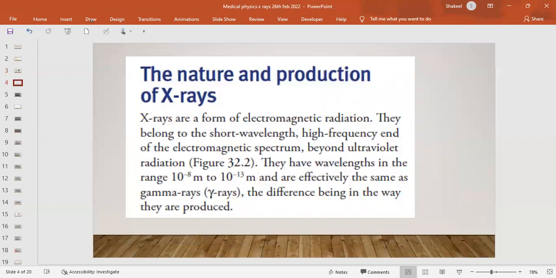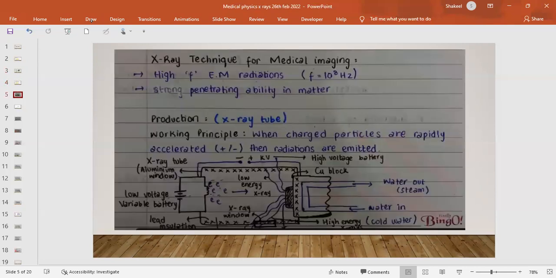Okay, so we have to see what the nature of X-rays is and how we produce them. We know that X-rays are a form of electromagnetic radiation. They belong to, of course, the shorter wavelength and higher frequency range. After that there are only the gamma rays, which have the highest frequency. X-rays have wavelengths in the range of 10 power minus 8 to 10 power minus 13 meter, almost the same as gamma rays. The difference between them is the way they are produced.